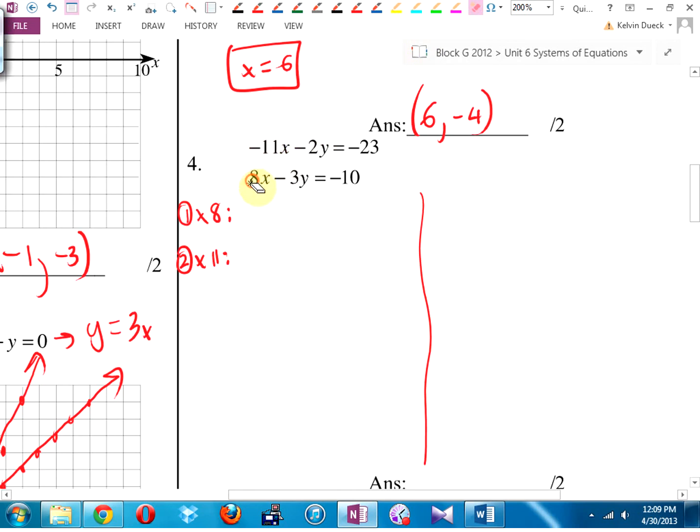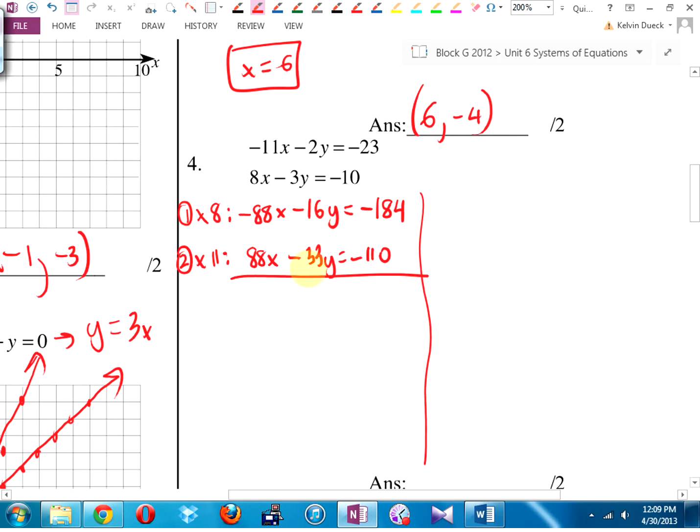And I'm not fussy. So when I do that, I will get negative 88x minus 16y equals negative 23 times 8, which is going to be 160 and 20, 184. Big numbers. I got a calculator, no big deal. Although I did it in my head. Times 11, it's going to be positive 88x, the 11 times table I know how to do, minus 33y equals negative 110. Add.